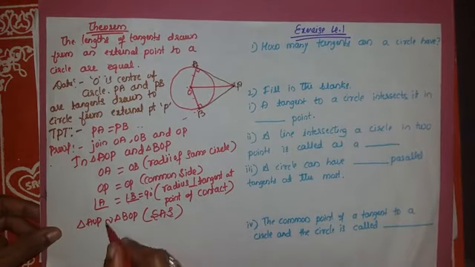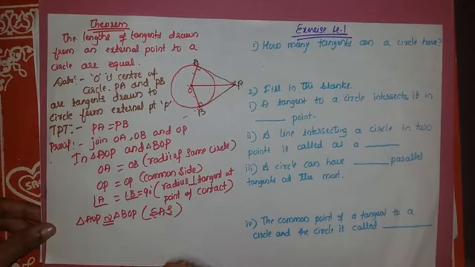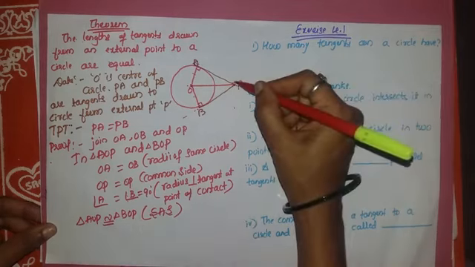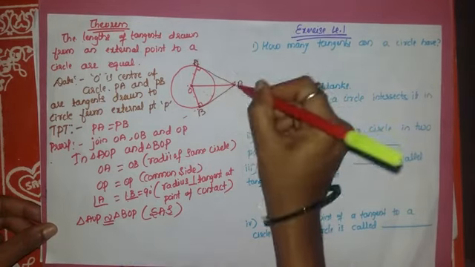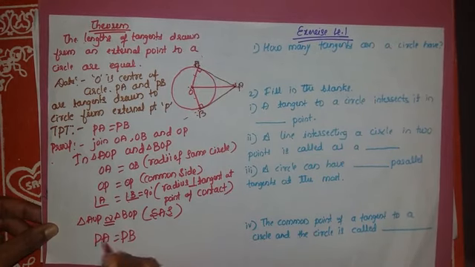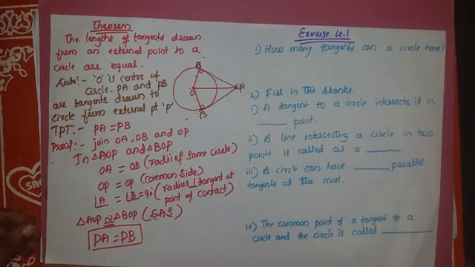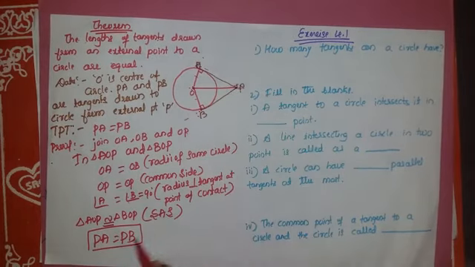You can take similar, but better you take these two triangles as congruent. Congruent means each corresponding side is equal and each angle is equal. So these two triangles are congruent now. So automatically the corresponding sides are equal, that is PA equals PB. Hence the proof: the tangents drawn from an external point to the same circle are equal.